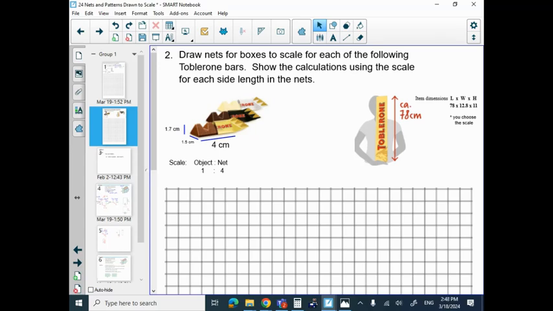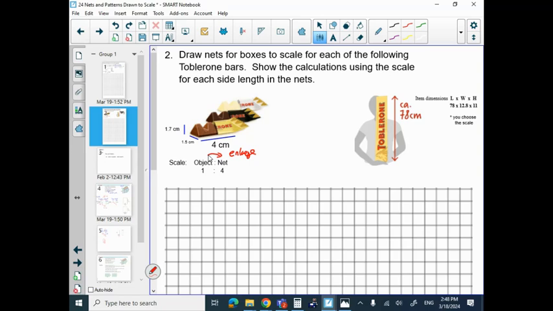The other page for the assignment has you show nets for boxes for each of these Toblerone bars. So if you made a box for these little Halloween ones, the dimensions are supposed to be 4 centimeters by 1.5 by 1.7. That's pretty small. And so you'll see here that I'm doing an enlargement. So this is making it get bigger. That's one of the ones where you'd enlarge for clarity or to show detail.